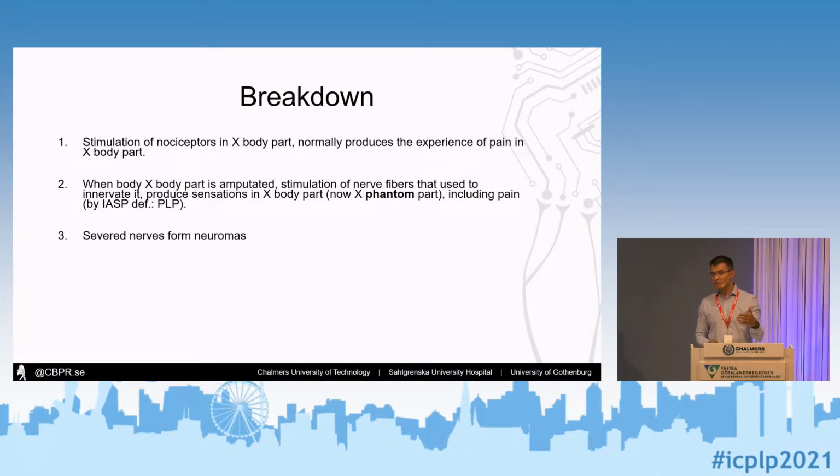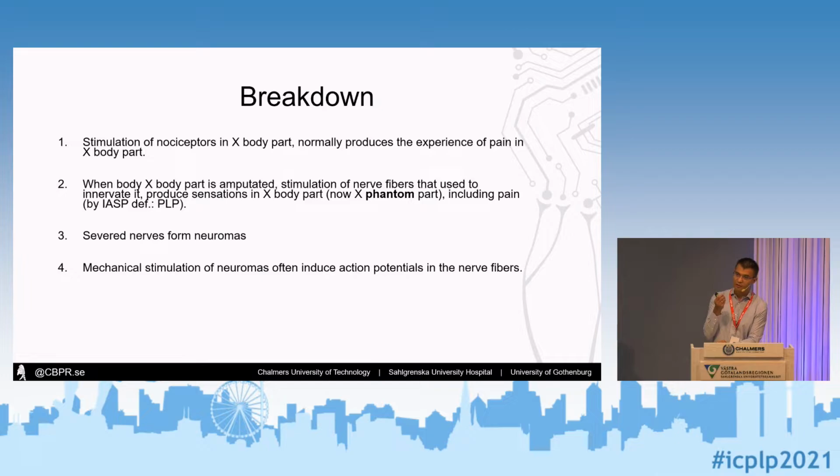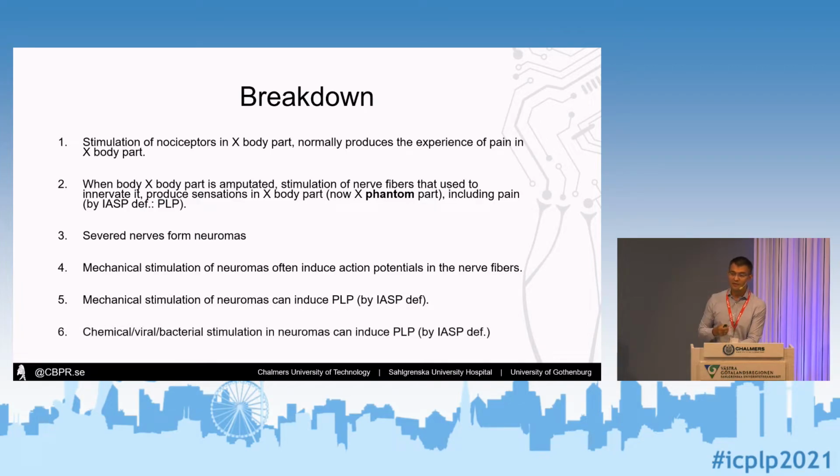And we know that severed nerves have neuromas, and within the neuroma, mechanical stimulation will elicit action potentials that stimulate the nociceptive fibers, and therefore, by the definition of the IASP, you will feel phantom limb pain. But this is not the only source. Mechanical stimulation is one, but there can be chemical stimulation, and infections can produce phantom limb pain when they affect the ion channels related to the nociceptors, and then you perceive pain.